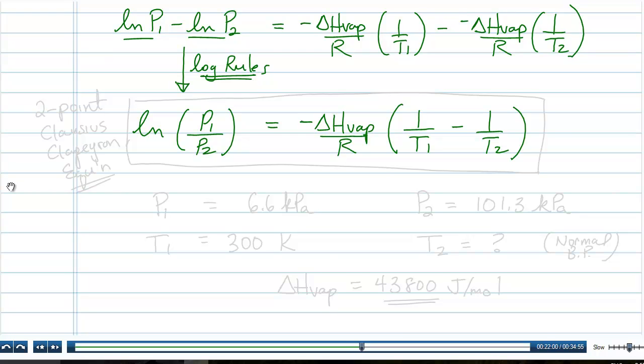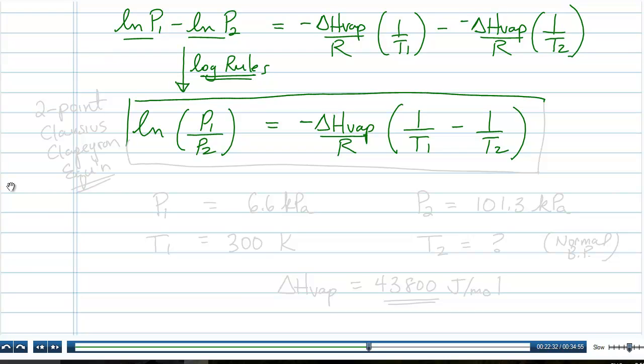Now some authors take the negative sign from the delta H vap and move it into the brackets, which would result in, instead of 1 over T1 minus 1 over T2, a 1 over T2 minus 1 over T1. If you see that, you'll notice that the delta H vap is positive in the equation and your temperatures are reversed. It's the same equation with the negative sign put into the brackets.